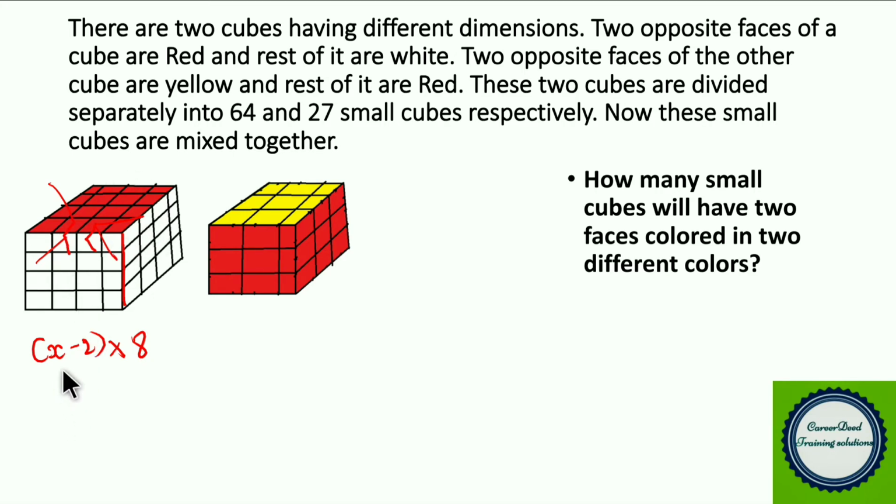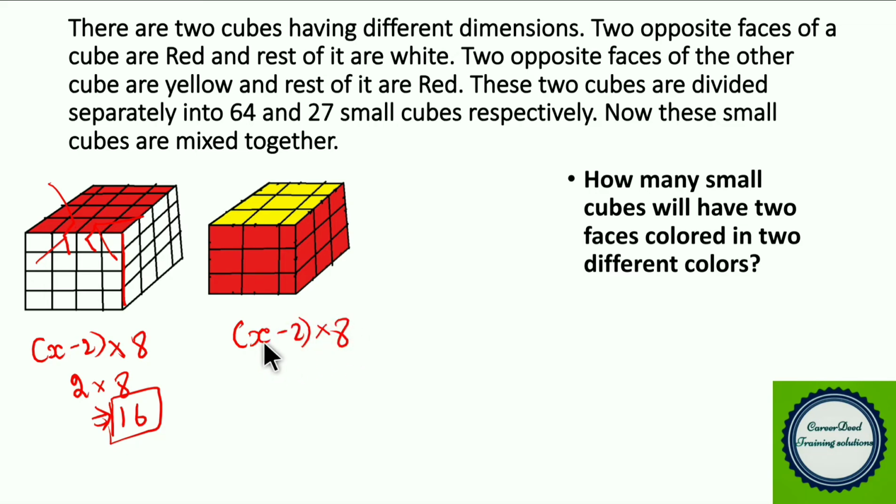So the x value is 4, 4 minus 2 you get 2. So 2 into 8 we get 16. So we totally have 16 such small cubes painted in 2 different colors in the first cube. Now again coming to the second cube, you have to consider the same top and bottom. So again it is x minus 2 into 8.